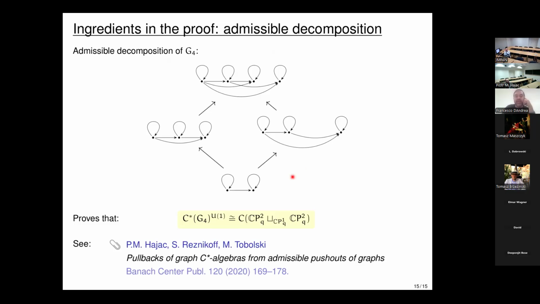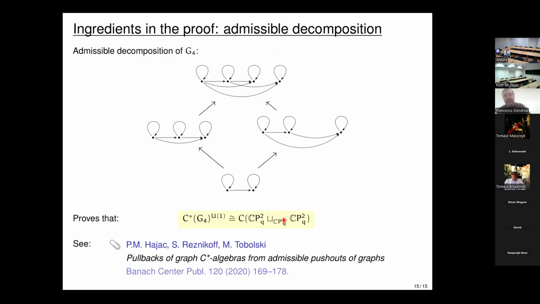So you go to the core everywhere. Here you have the core of C*(G4). On the left, you have CP2Q. On the right, you have CP2Q. And in the bottom, you have CP1Q. So the thing on top, which is our 4-skeleton, thanks to this theorem about admissible decompositions, you can see that it is isomorphic to the C*-algebra of this guy here. We are gluing two copies of CP2Q along CP1Q.